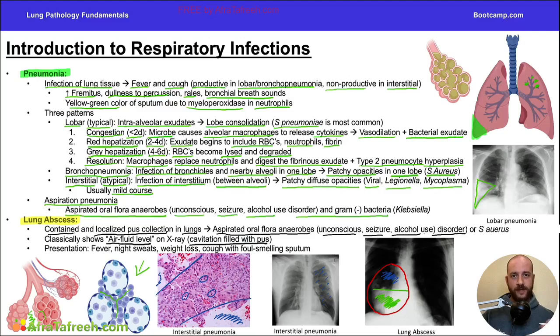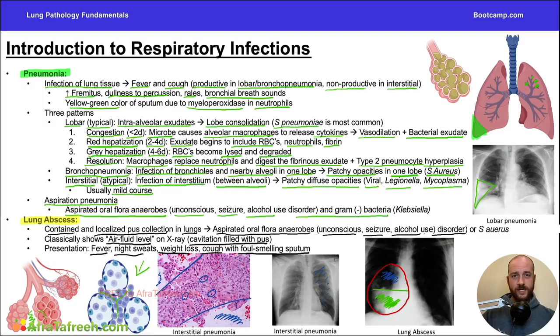And furthermore, all of that pus that's collected in the lungs is going to smell really bad, and so a classic finding is foul-smelling sputum in a lung abscess. And other signs and symptoms are classic of infection, such as fever, night sweats, and weight loss, and of course we can also see a cough.